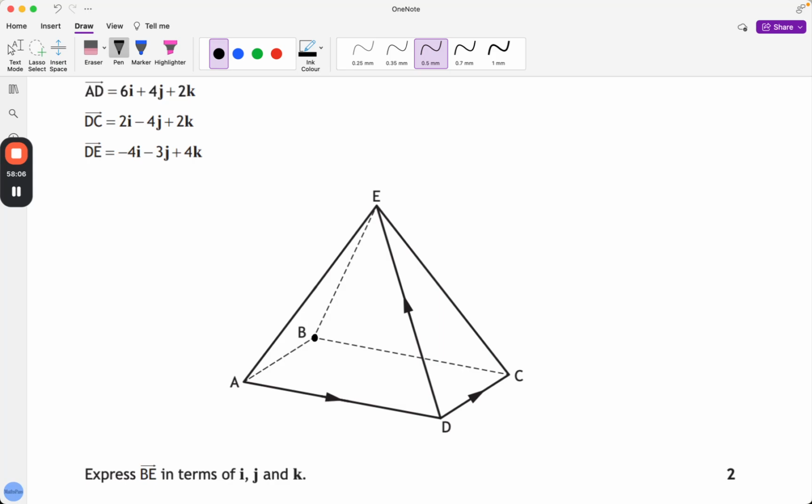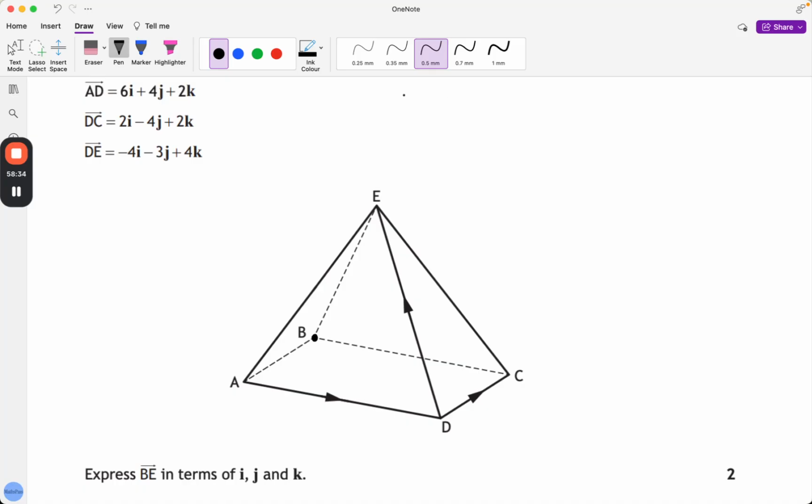We could then go A to D and then D to E using that information. Or what you could do is use the fact that B to C is going to be the same as A to D, because again those two sides are equal. Since you've got a rectangle, they're also at the same angle, so we're good to use them. So you could do your BC being the same as AD, then minus DC plus DE. There's a few different ways to do it, completely up to yourself.